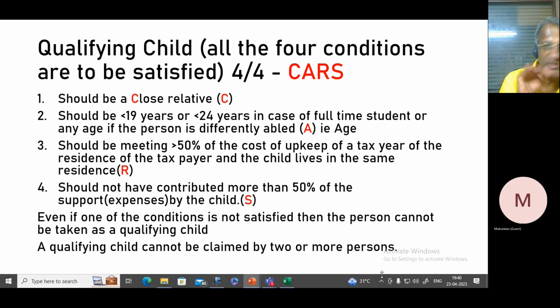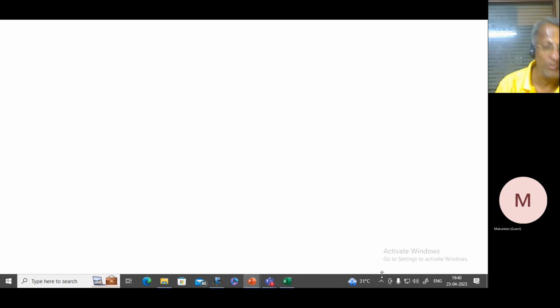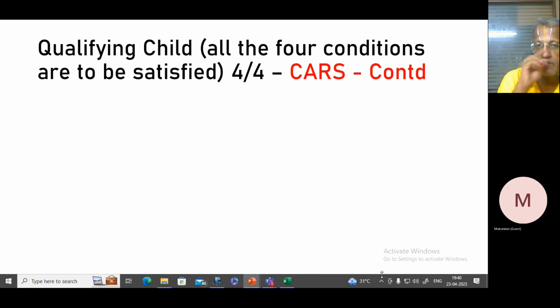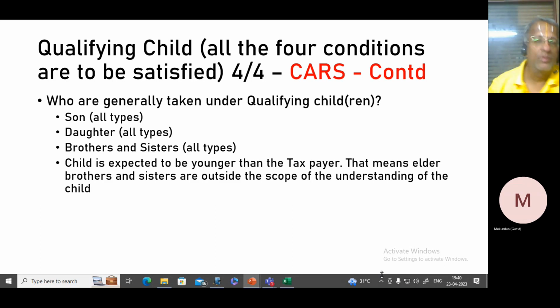Then you have the residential test. Then item number 4 is the support test, that is, no support test. Then let us just continue with qualifying child for some more points that we have. Overall, generally, to be taken up as a qualifying child or children.